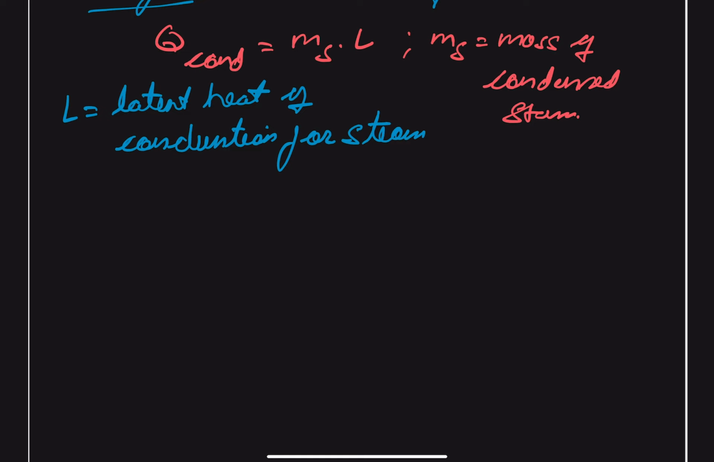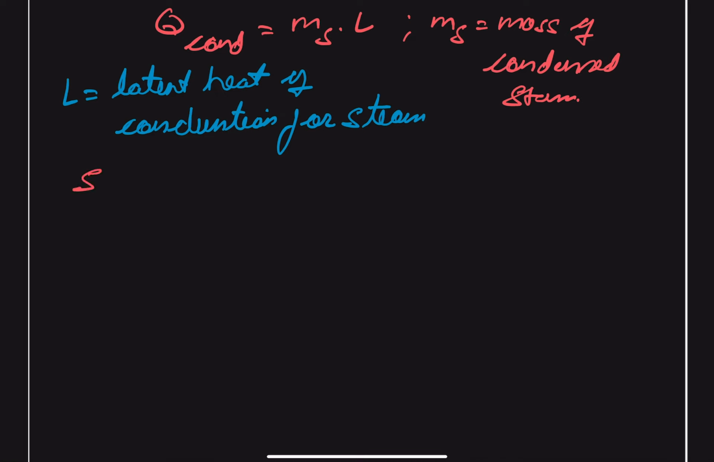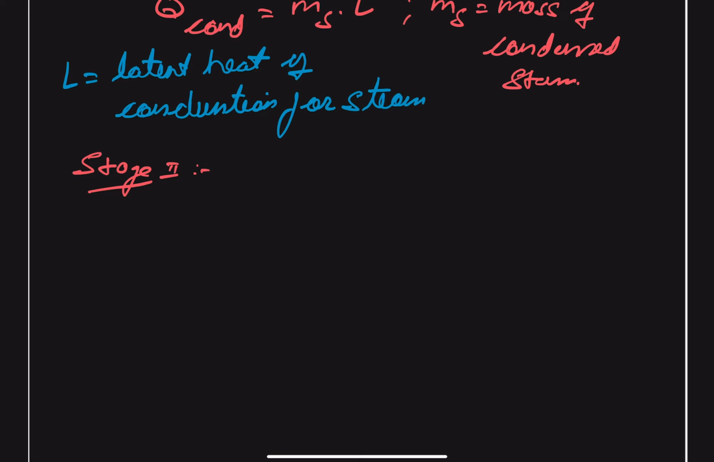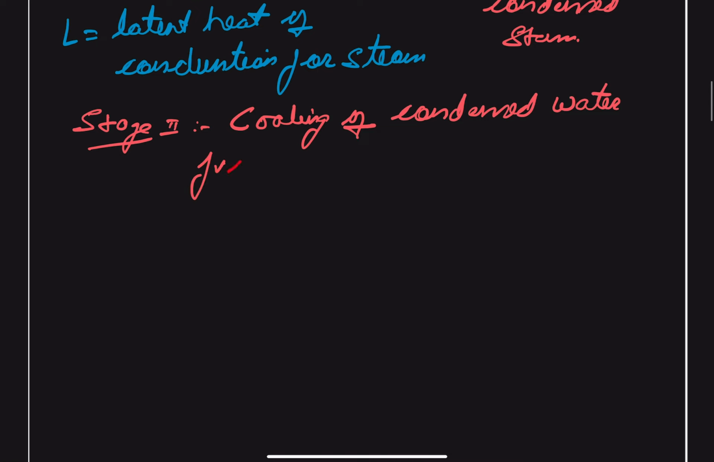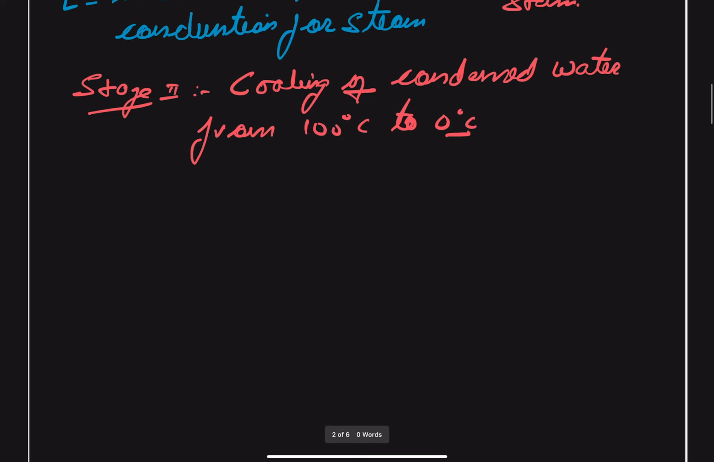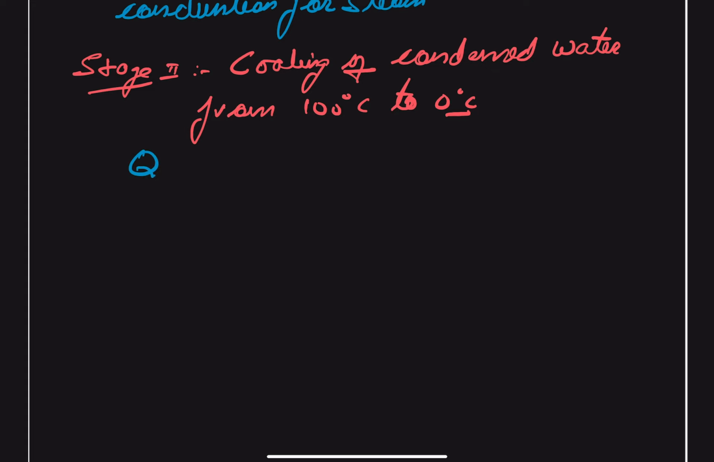And the second is the cooling of condensed water, Stage 2. It is our cooling of condensed water from 100 degrees centigrade to the final temperature, and we can call that Q cool, which will be equal to Ms multiplied by C multiplied by (100 minus final temperature).